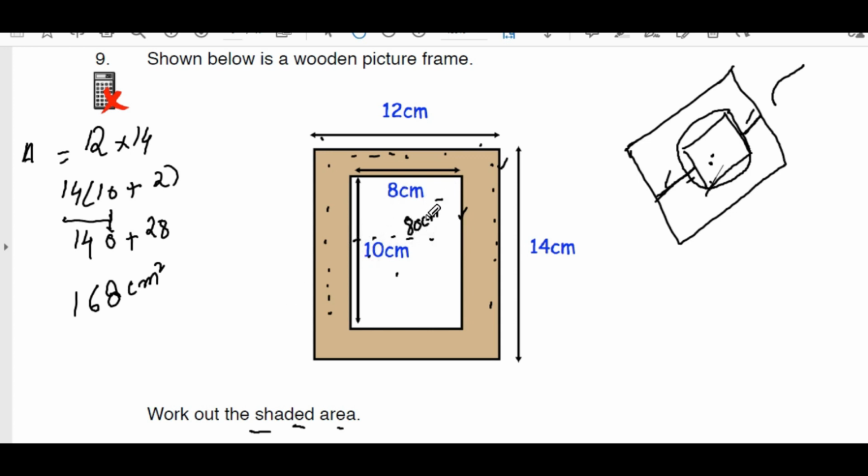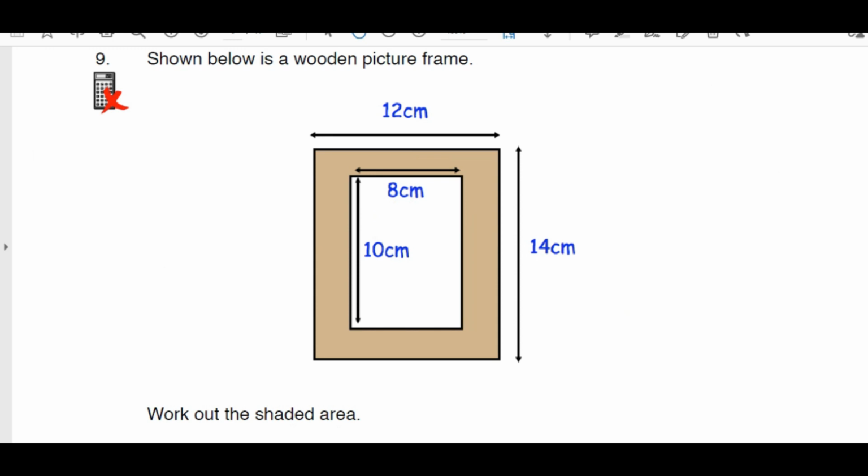Now I have to take away this white rectangle, and then I can find the shaded area. Do you understand? If I take it away, what is left over here? This one only. Look at this, this is the big rectangle line, and this one is the small rectangle line. If you take it away like this, what will you be left with? Only these black lines. So the big rectangle's area is 168 and the small rectangle is 80 centimeters squared. So what is your answer going to be? 168 take away 80 will give you 88 centimeters squared. So this will be your answer.